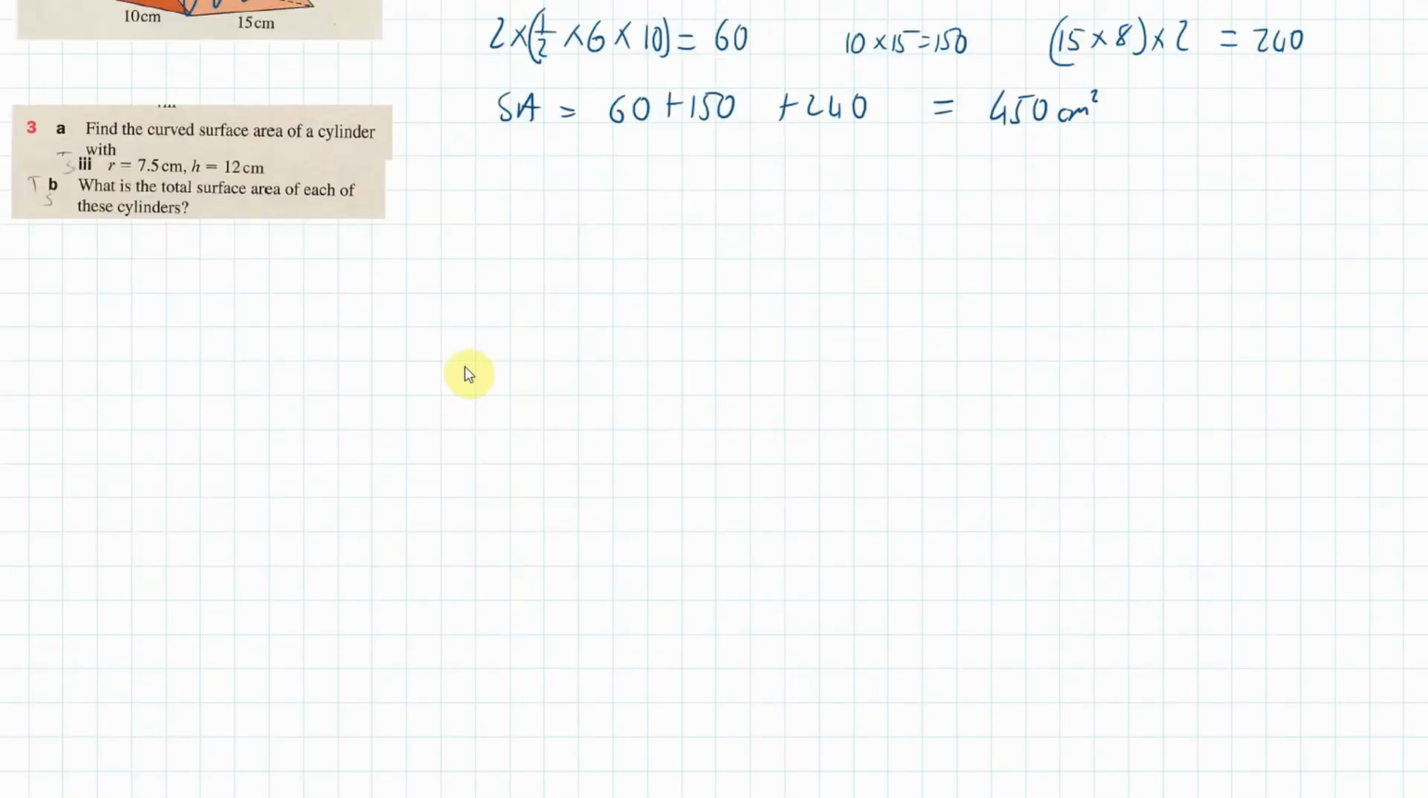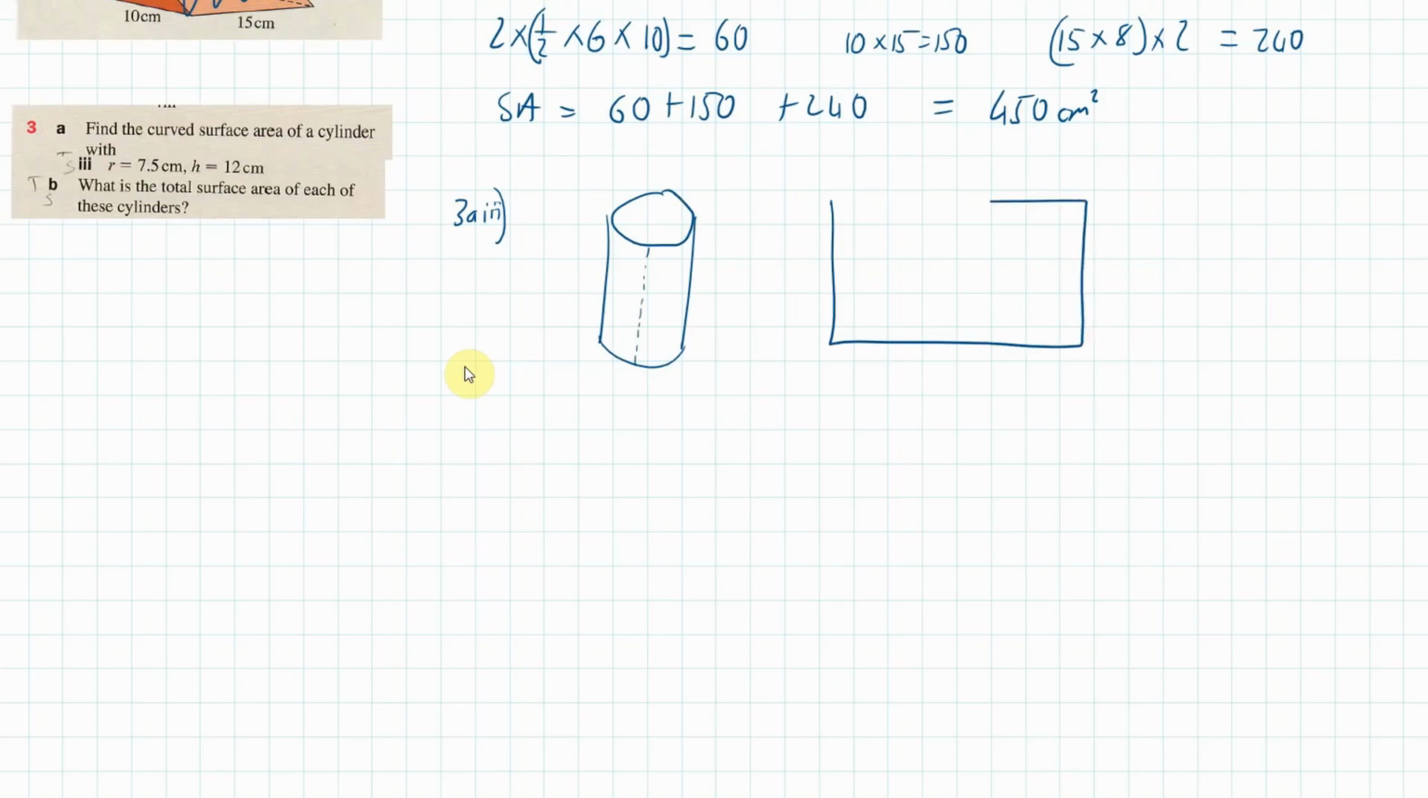We're looking at a curved surface area of a cylinder. So this is 3A. Now, when we're thinking about the curved surface area of a cylinder, if you've got a used toilet roll in the house, what I suggest you do is get your scissors and cut a line like this and then stretch it out. And what you'll find is you'll get a rectangle like this.